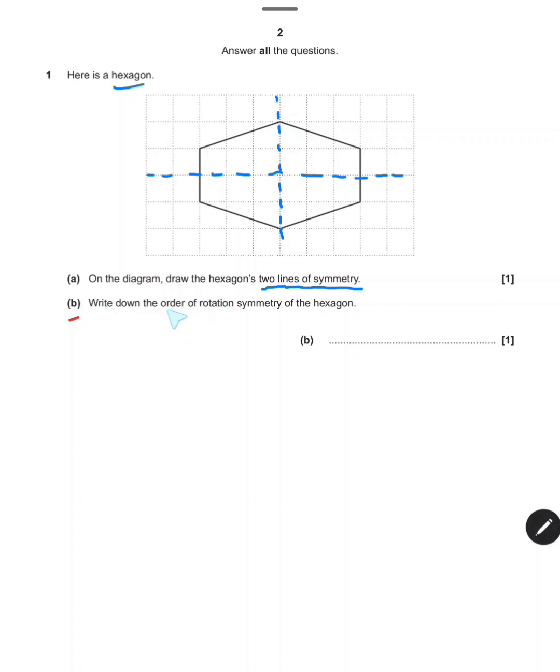Part B says write down the order of rotation symmetry. Well, for rotation symmetry, you've got to imagine the shape spinning around and then count how many times it looks exactly the same as it currently does. Well, there's one at the very start, and then if you imagine this goes all the way down to the bottom, when this arrow comes up to the top, it would look exactly the same. So there are 2 times when you go in a full circle that shape looks exactly as it does now.